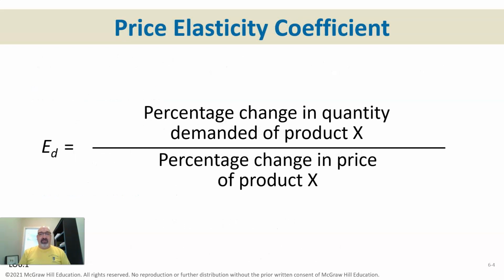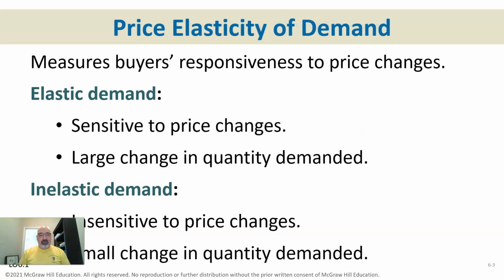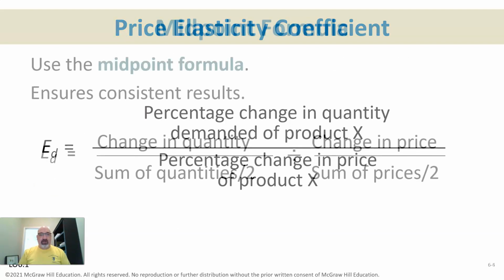So price elasticity coefficient. The way you do that, E sub D is equal to the percentage change in quantity demanded of good X divided by the percentage change in price of good X. A couple of different ways to do this, and we'll get into that. But what this does is measure your... Why did it go back? It went backwards. I don't know why.